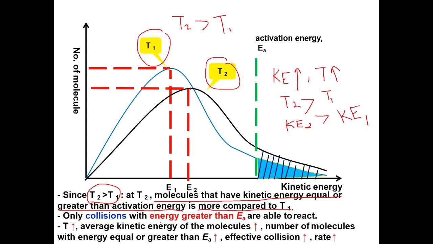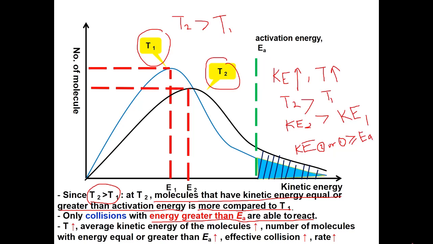Only collisions with energy greater than EA are able to react. Another requirement is that to ensure both molecules react, we must ensure that the kinetic energy, either 2 or 1, must be greater than or similar to the EA. EA is the activation energy.